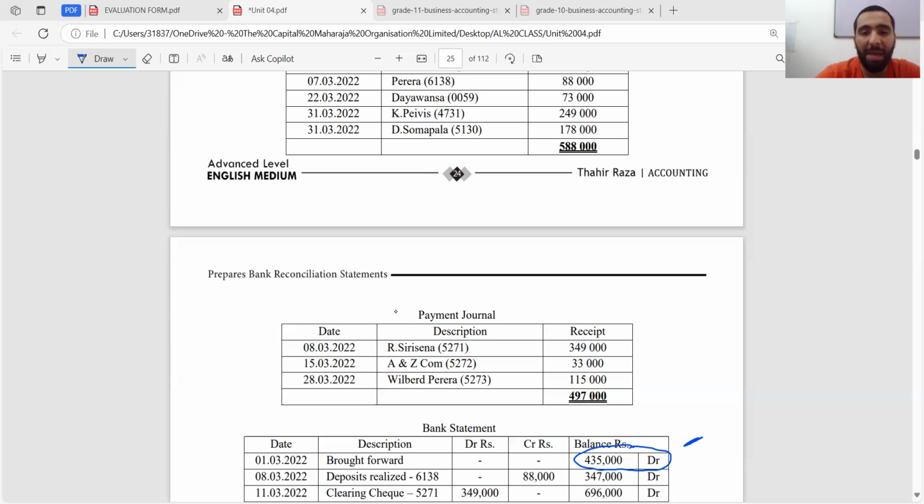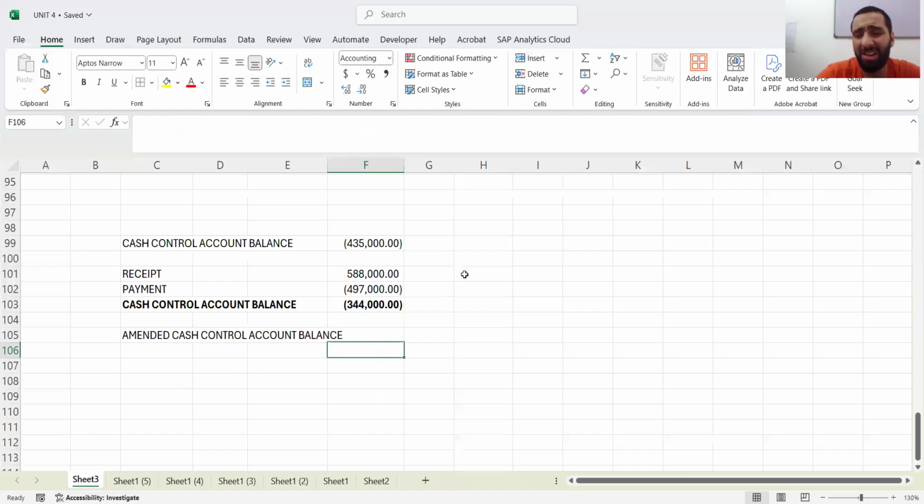Transfers from P. Wilson. It is not available in the cash control account. What is this transfers from P. Wilson? This person is receiving money from P. Wilson. So you put plus 54,000. Very simple, plus 54,000. I'm not going to put it here, I'm going to put it a little down.